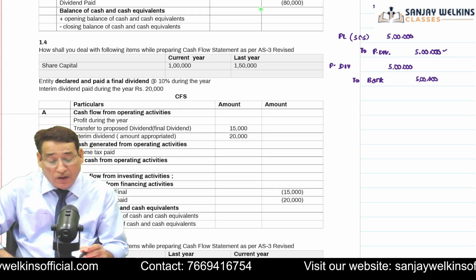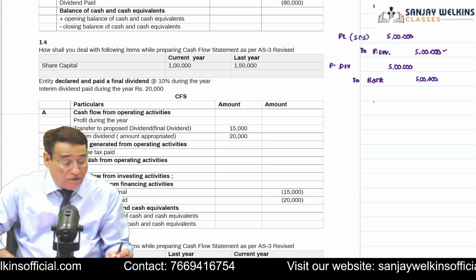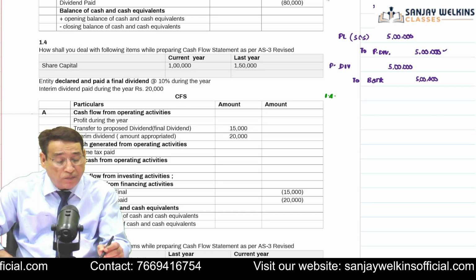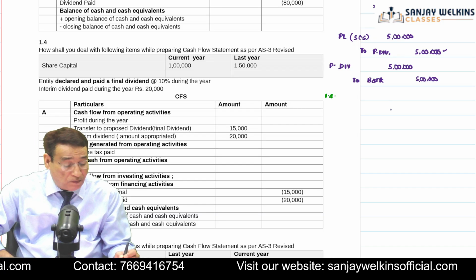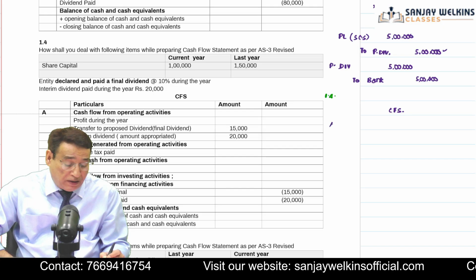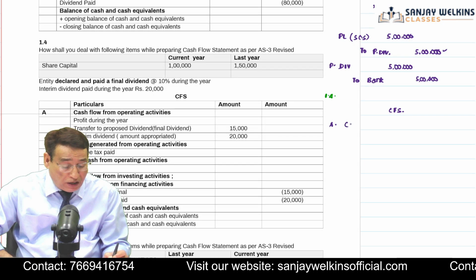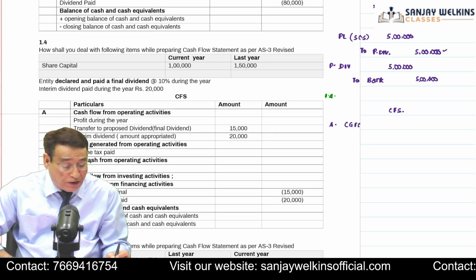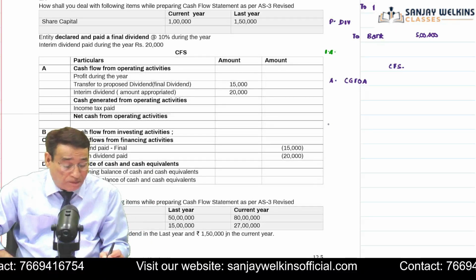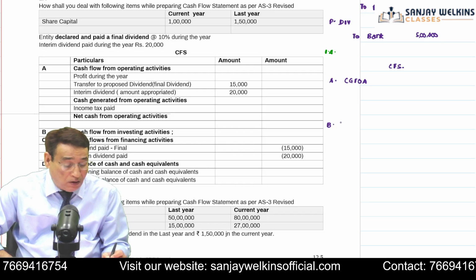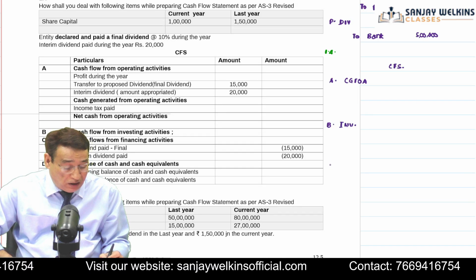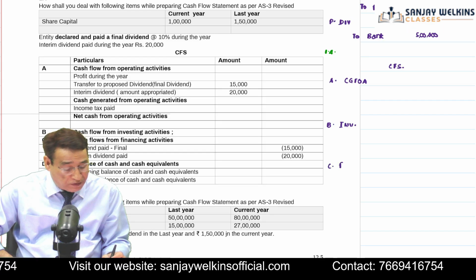Correct? So in this particular question, when I am going to prepare the cash flow statement, obviously, first of all, I will write cash generated from operating activity. Then I am going to write investing activity. And then I will write financing activity.